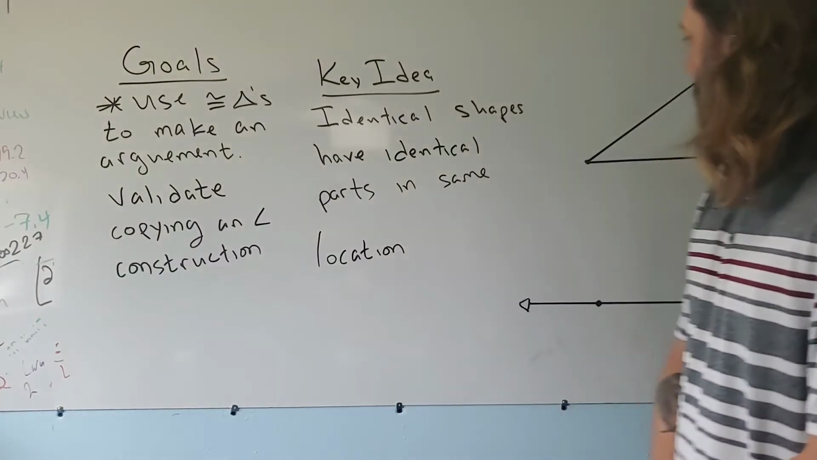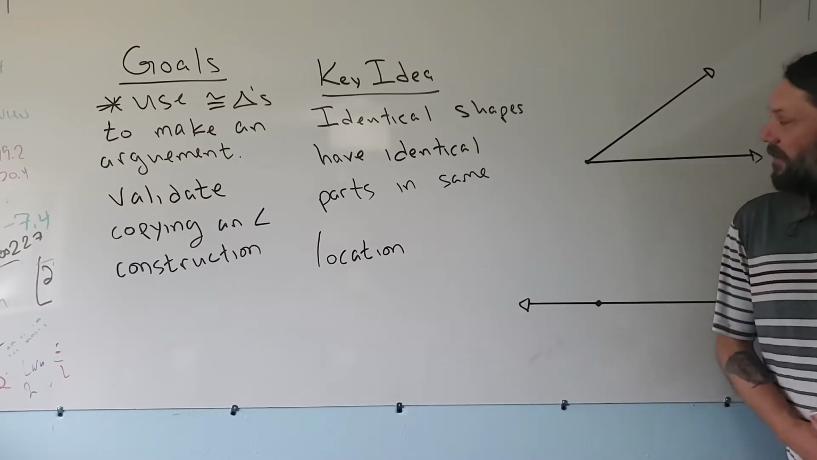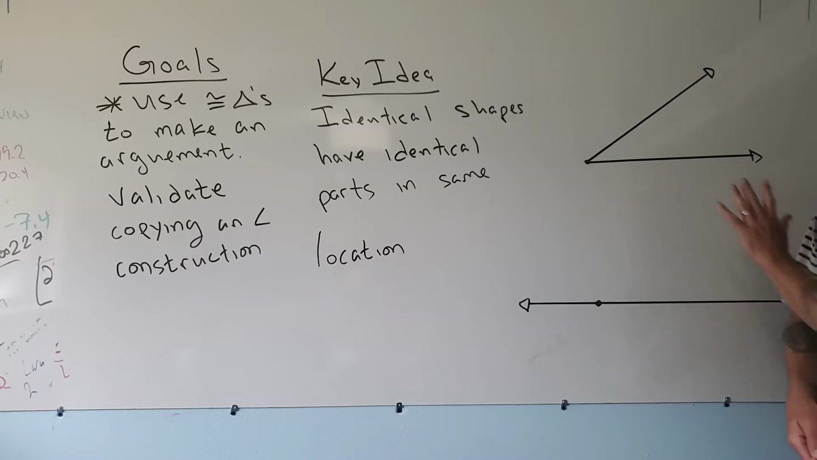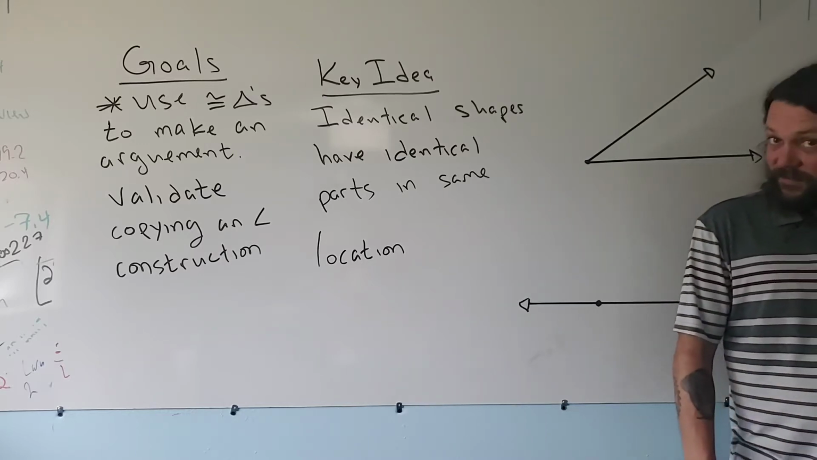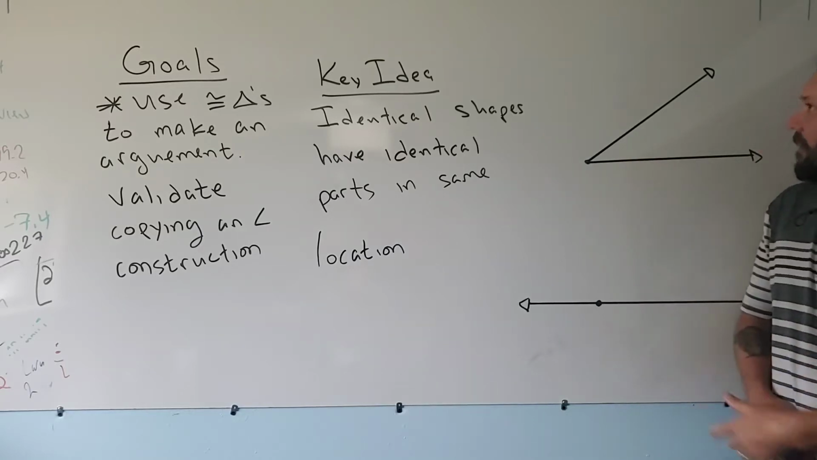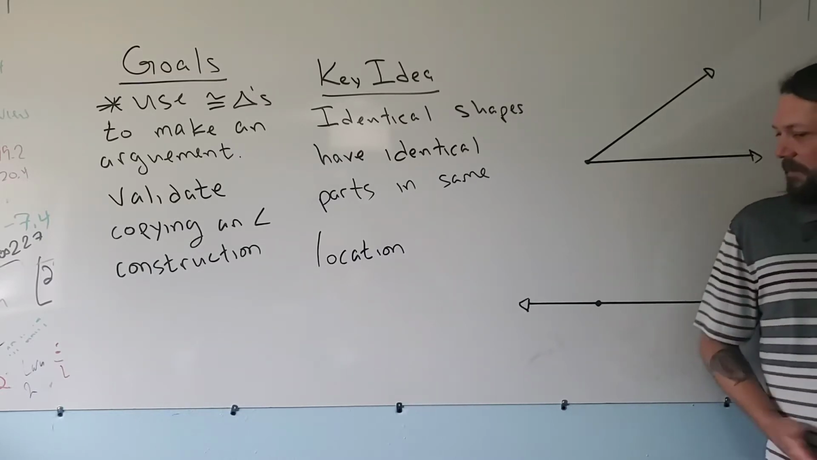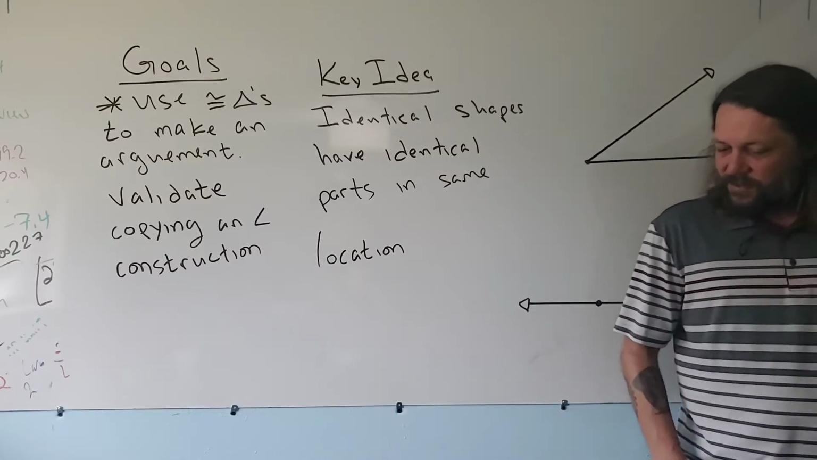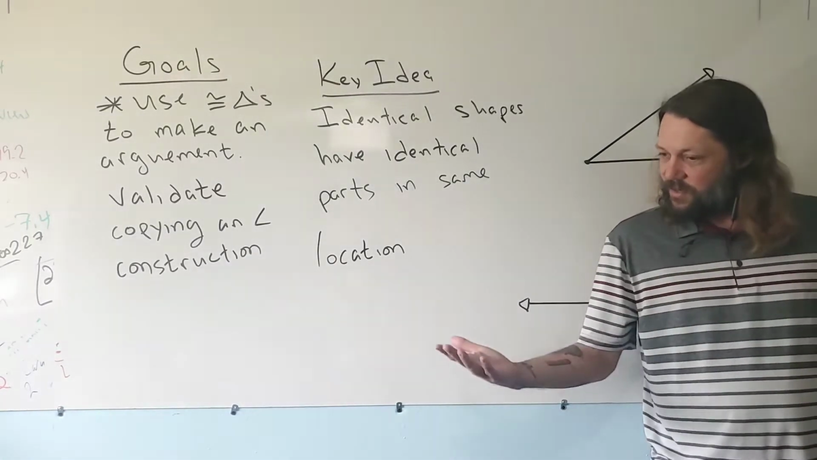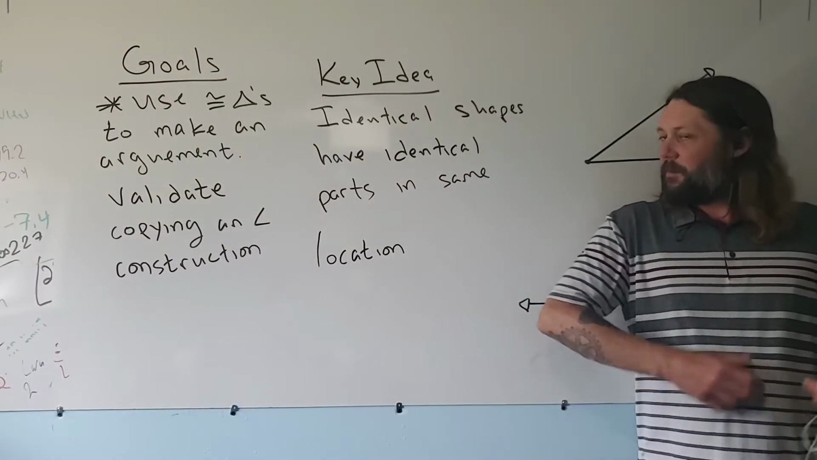I don't know if you guys remember, but we used to copy angles in the classroom. We started to. And I want to show you how congruent triangles actually ties into this construction we did. We can actually validate that what we do in fact takes this angle and puts it down here. The reason we can conclude that is that identical shapes have identical parts in the same location. So if two objects are the same, then what makes those objects must also be the same, and those parts that are the same must be in the same position.